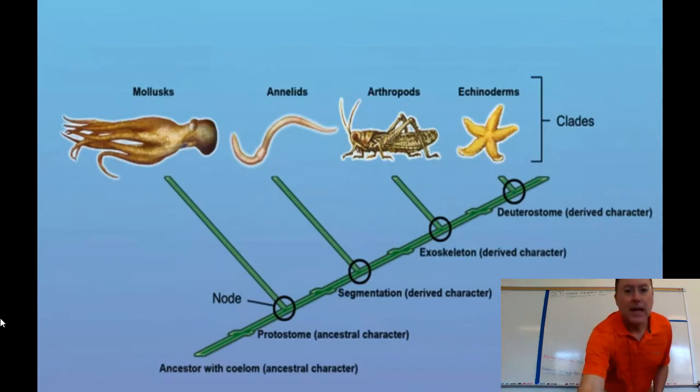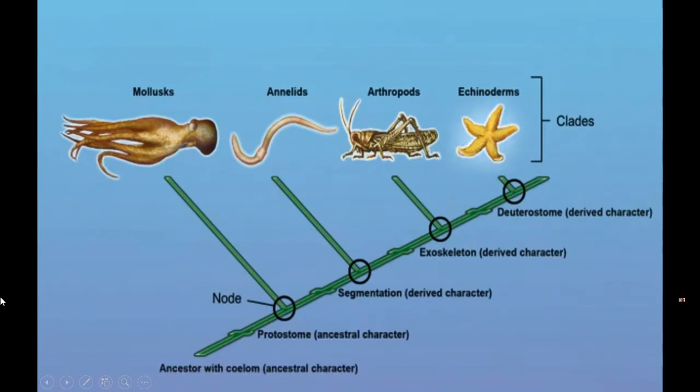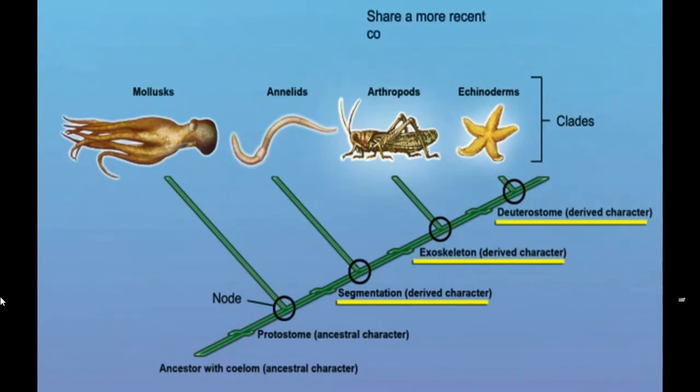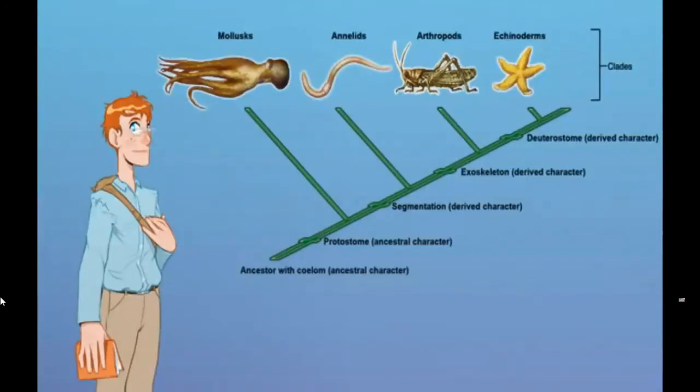So let me finish this for you. Us, echinoderms, and arthropods have 3 derived characters in common, so they share a more recent common ancestor than echinoderms and mollusks. Now you see how scientists organize species based on shared characters, similar to how you organize your pens and pencils together, separated from your awesome collection of music.